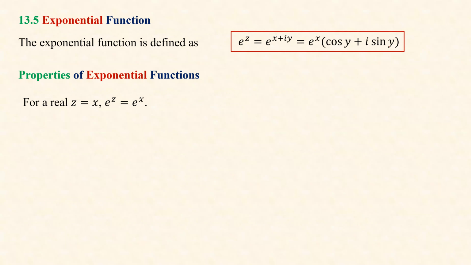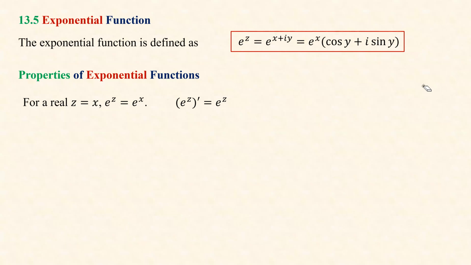If you put y equal to 0, sine of y becomes 0, cosine of y becomes 1, so we get e to the x, right? So far so good. It changes to the real exponential function that we know. And the derivative of e to the z becomes e to the z itself. How do we know that?